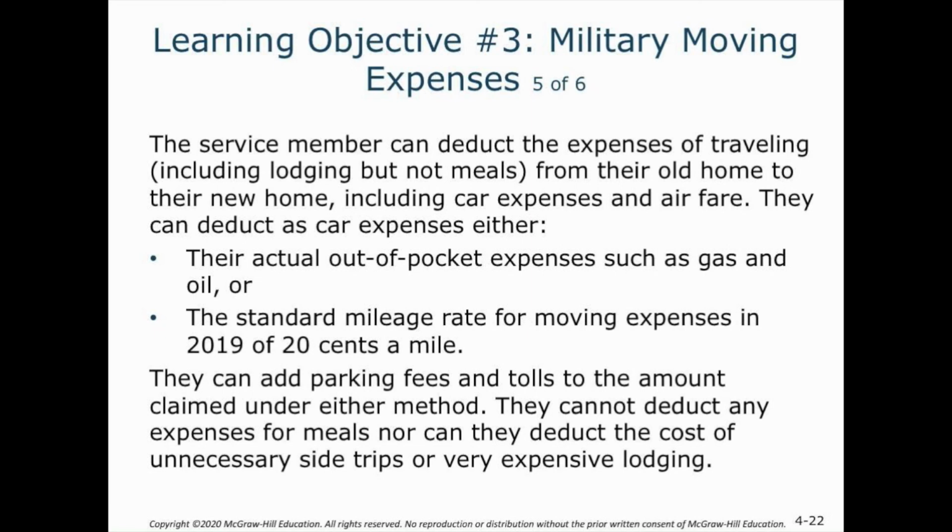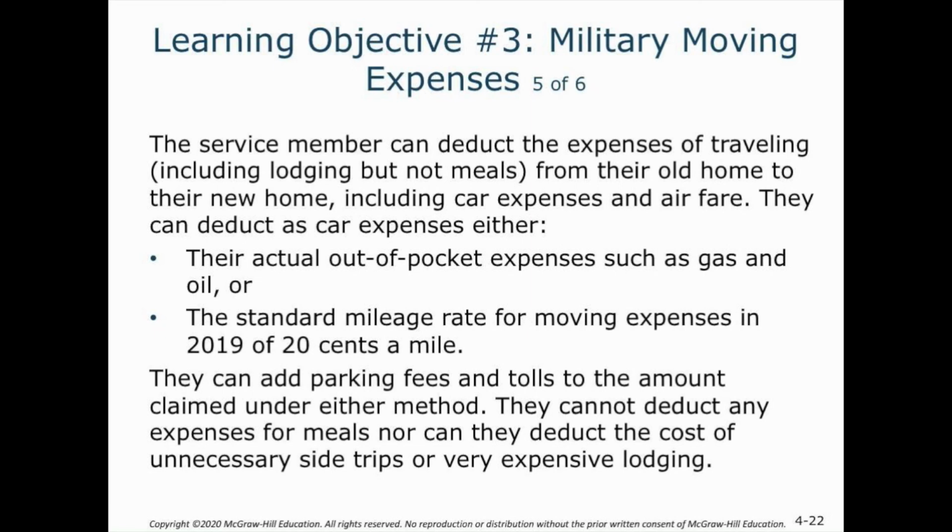So it's either going to have to be your actual out-of-pocket expenses for things like gas and oil, or else you just take the standard rate. You take the mileage that you traveled, and you get 20 cents per mile, and that's all-inclusive of the gasoline and oil that you might have needed along the way. You're also going to be able to include lodging, but not meals. So you can't get a deduction for food expenses that were incurred, but you can for lodging as long as it's unreimbursed.